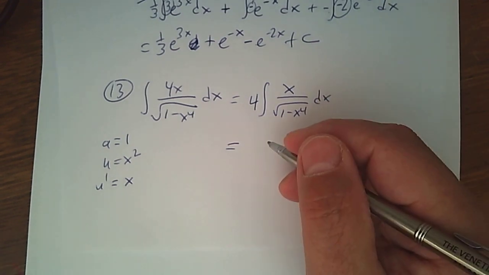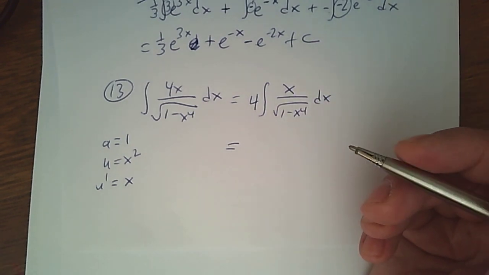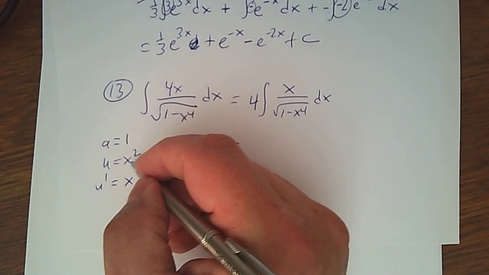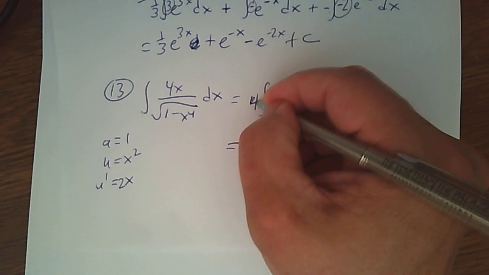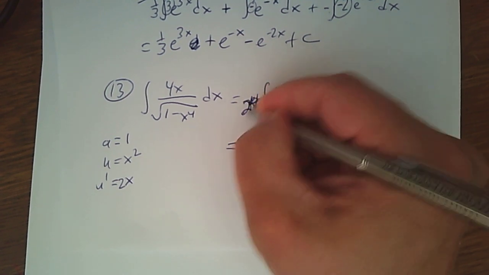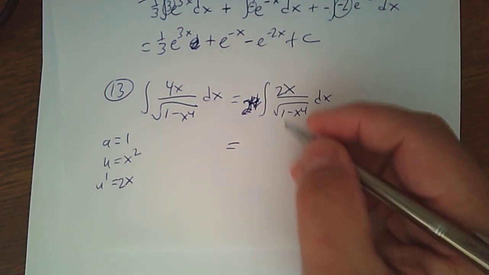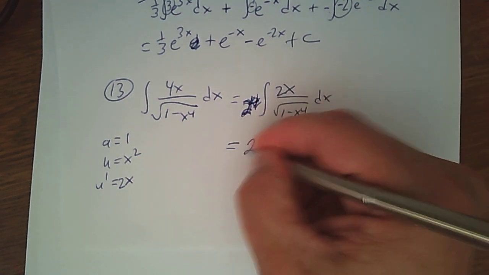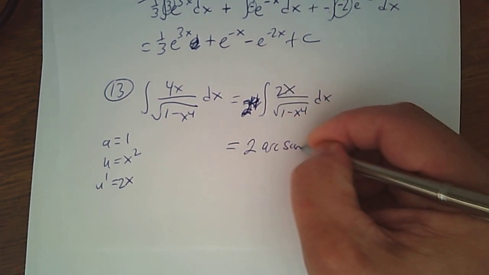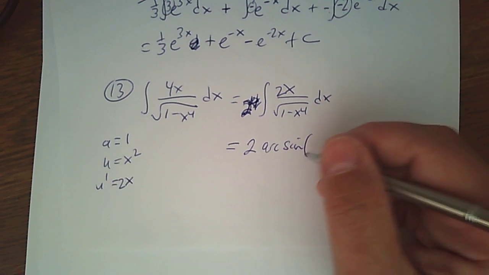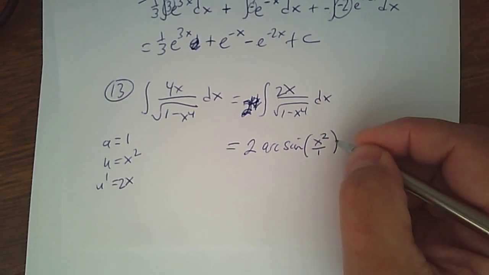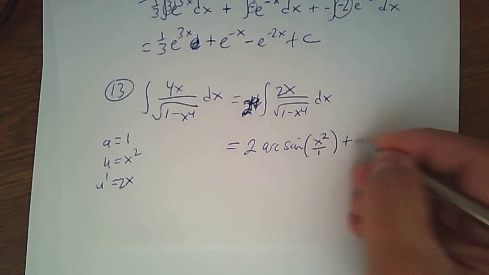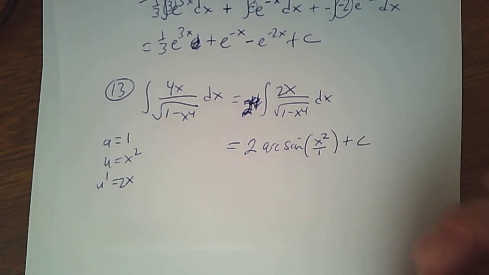So what is the rule for arc sine? Oh, wait a second. The derivative of x squared is 2x. So this should actually have been a 2. What was it before over what it became? This will actually become a 2, because 4 divided by 2 is 2. So we start with the 2, then arc sine, and then what goes inside is u, x squared, over a. So you can go x squared over 1 to follow the template, or just x squared, and that's it, plus c. All right, 2 more left, 14 and 15.